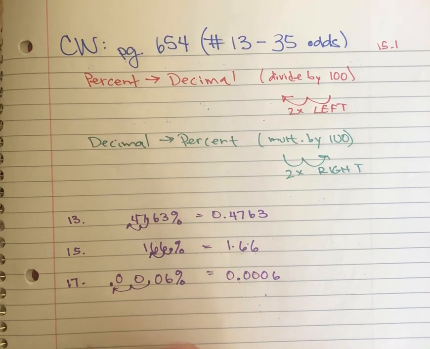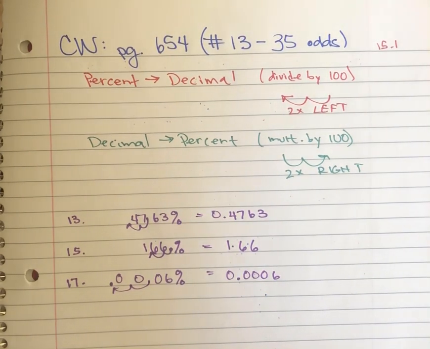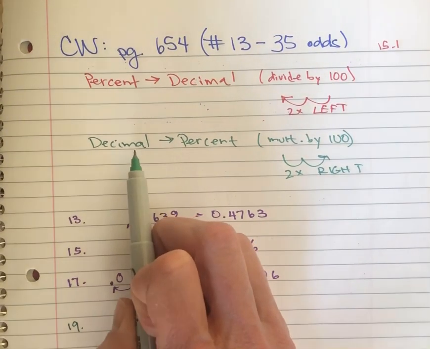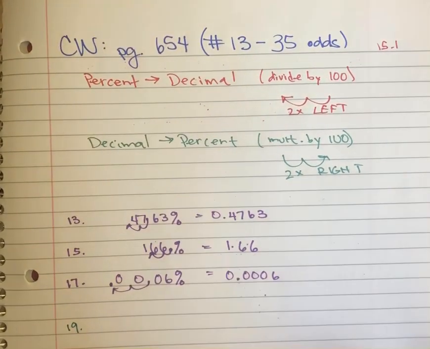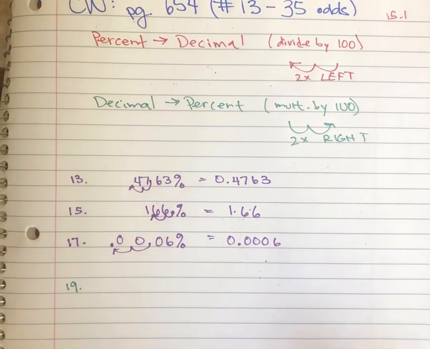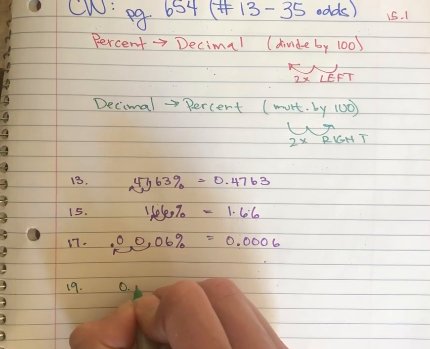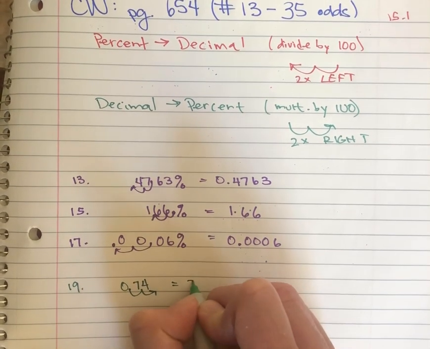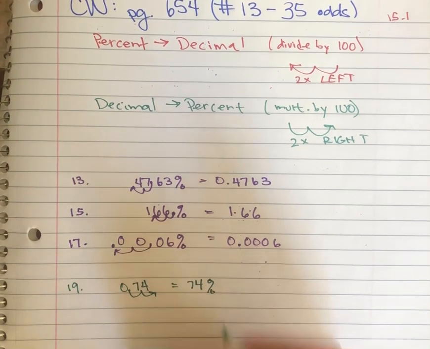Number 19. Okay, for number 19, the strategy has changed, or the concept has changed rather. Now we're starting with the decimal and we have to get it to a percent. So we're gonna multiply by 100. We're gonna move that decimal point twice to the right. So we're given 74 hundredths, 2 times to the right, and we get 74%.